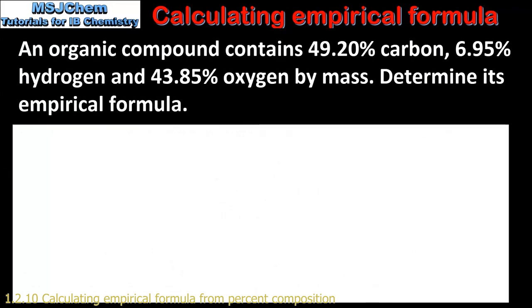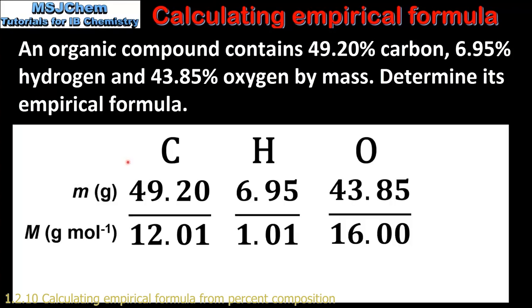An organic compound contains 49.2% carbon, 6.95% hydrogen, and 43.85% oxygen by mass. Determine its empirical formula. So just like in the previous example, we'll treat these percentages as masses. So we have 49.20 grams of carbon, 6.95 grams of hydrogen, and 43.85 grams of oxygen.